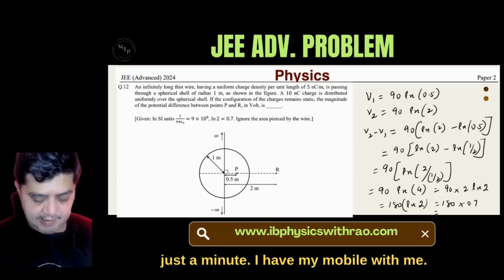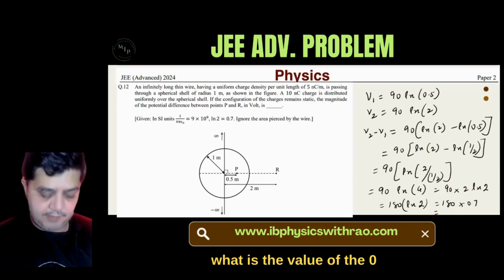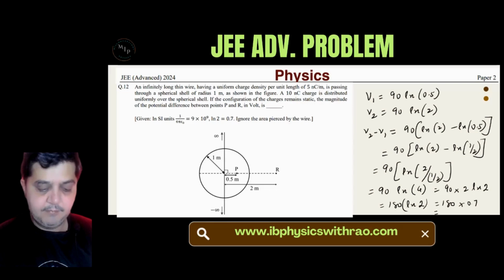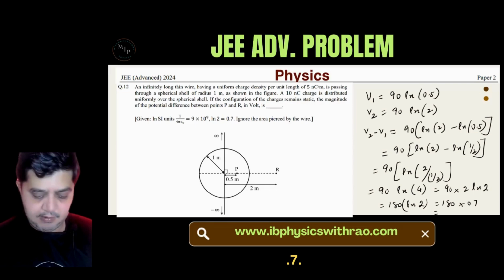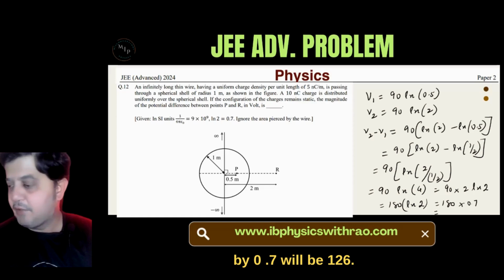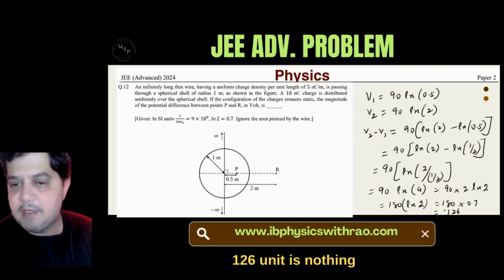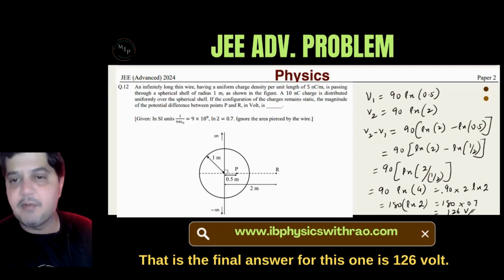Okay, just a minute. I have my mobile with me. Let me just find out what is the value of 0.7. So 180 multiplied by 0.7 will be 126. So I get this as 126, and the unit is nothing but volt. That's the final answer for this one: 126 volt.